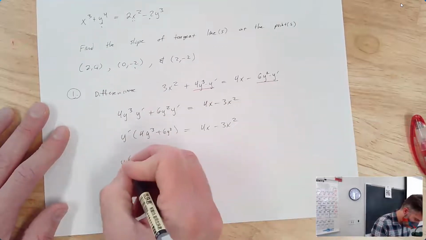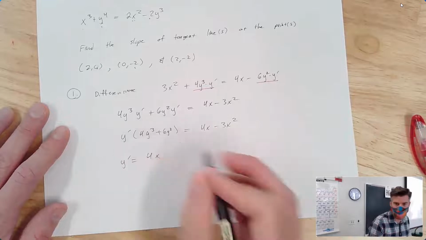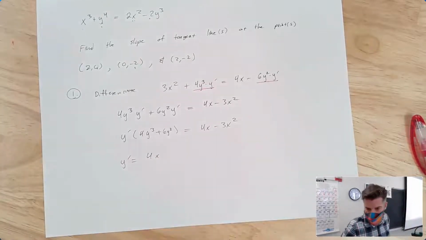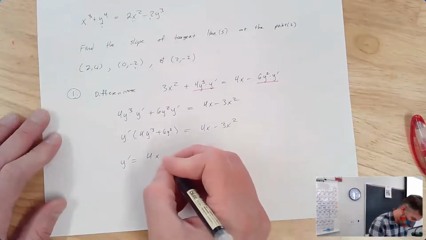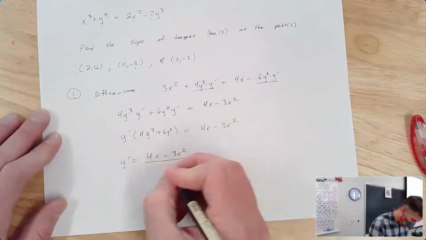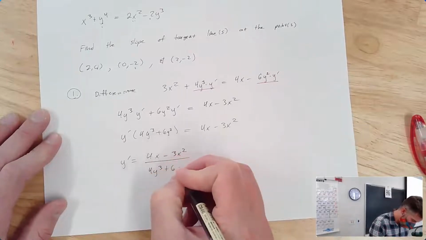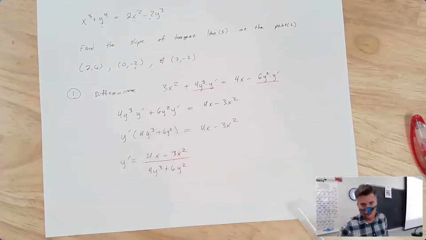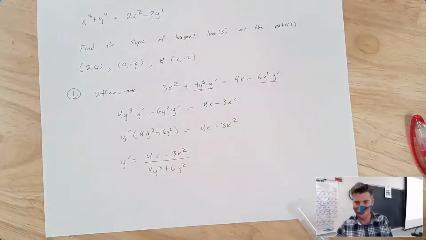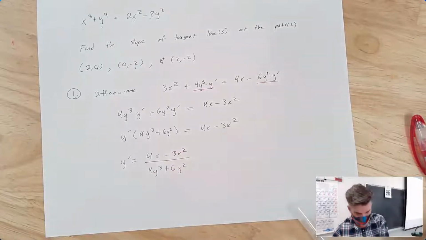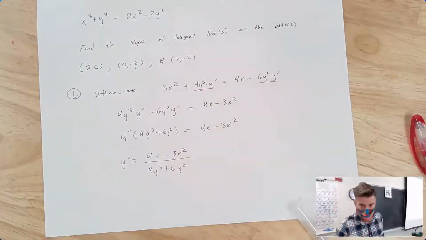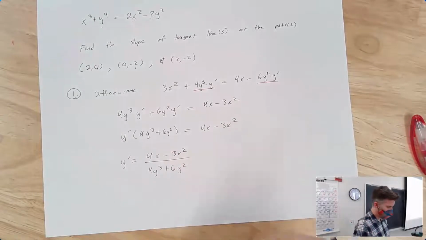And then finally, y prime equals 4x minus 3x squared over 4y cubed plus 6y squared. Almost never, this time included, is there a time where you can factor and cancel anything from the top and the bottom. There are rare exceptions, but they are rare. Great. So let's see what our slopes are.